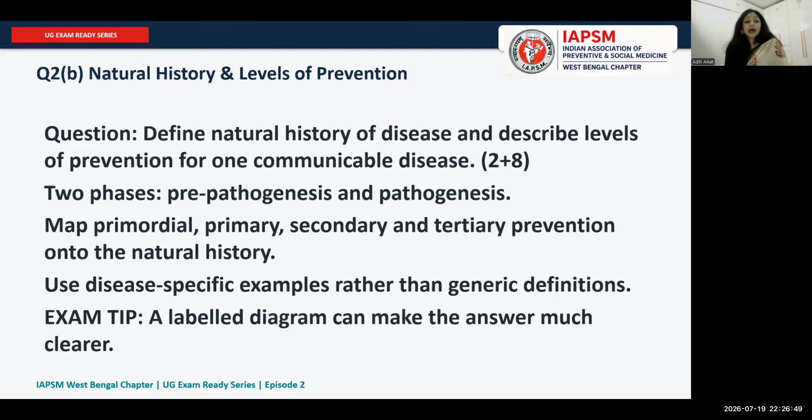And it is desirable that you provide a diagram. Map the primordial, primary, secondary, and tertiary prevention onto the natural history. And always try to give disease-specific examples. And as I have said earlier, and I reiterate again, a labelled diagram is far better than writing pages. It gives you answer clarity and fetches marks.